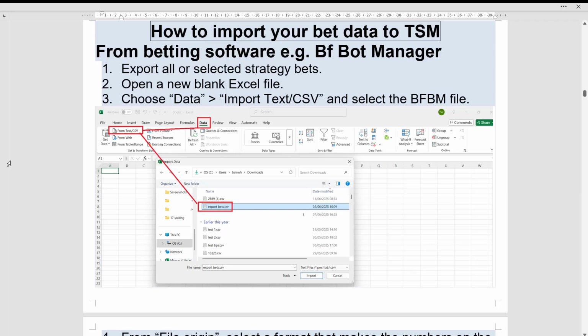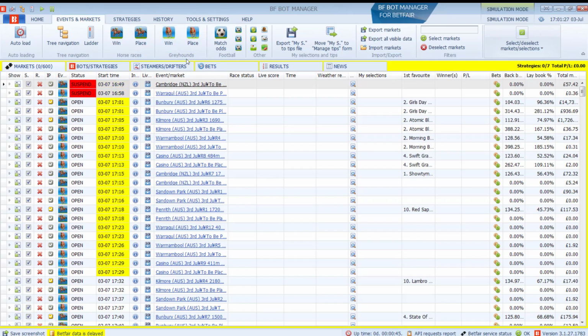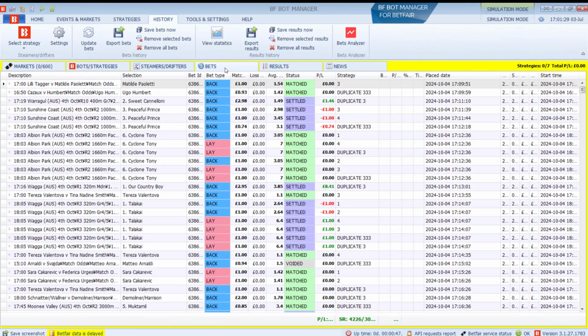The last thing I'm going to show you how to import is stuff from BF Bot Manager. This is a little bit trickier. You have to go through a couple of steps to do this because there's no win-lose string, and stakes are not always -1 or -2 for losses. So we have to edit the data in a spreadsheet first, prepare it, and then import it. So what you would do in BF Bot Manager is to first export all or selected strategy bets. So in your BF Bot Manager, you can go to your bet screen and you can export bets.